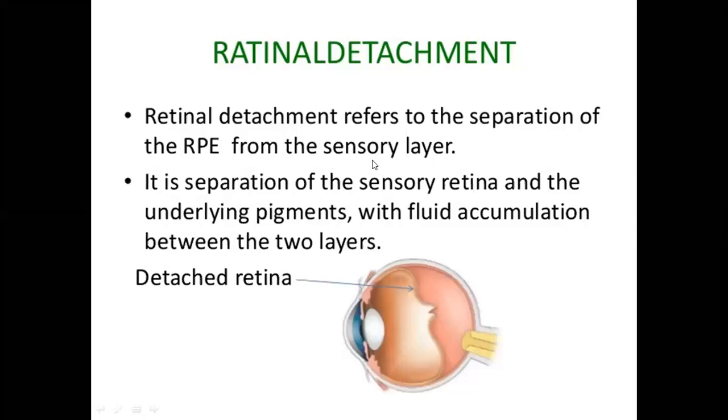If it is not with the sensory layer, what happens? This will degenerate. तो यही प्रोवाइड कर रही होती है कोरॉइड से, जो न्यूट्रिशन लेकर इसको प्रोवाइड कर रही होती है. अगर ये दोनों आपस से अलग हो जाएंगी तो सेंसरी लेयर जो है वो डीजेनरेट हो जाएगी. Okay, it is a separation of the sensory retina and the underlying pigments. So with fluid accumulation between the two layers, जब एक दूसरे से separate हो जाएंगे तो fluid बीच में accumulate हो जाएगा. This is called detached retina.